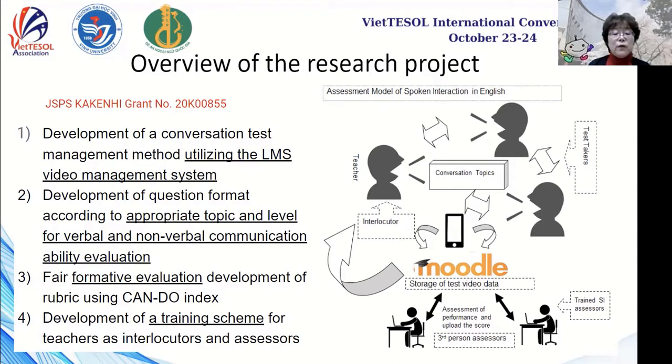And next is formative evaluation. We will give comments, and later you will hear more about this. And the fourth, a training scheme of the interlocutors and assessors. Now, Dan and Jacob will explain more in detail.